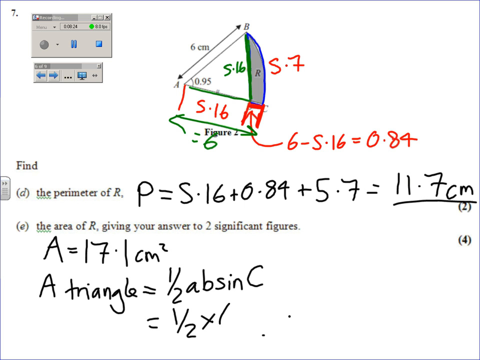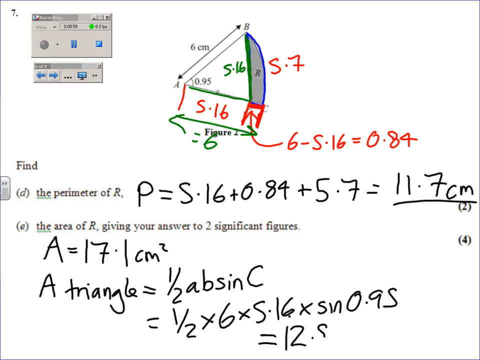Bit of a technical hitch there. A half times 6 times the 5.16 times the angle between them, the sine of 0.95. Let's work that out: 0.5 multiplied by 6 multiplied by 5.16 multiplied by the sine, make sure it's in radians, of 0.95. And the triangle ends up as 12.59 something.